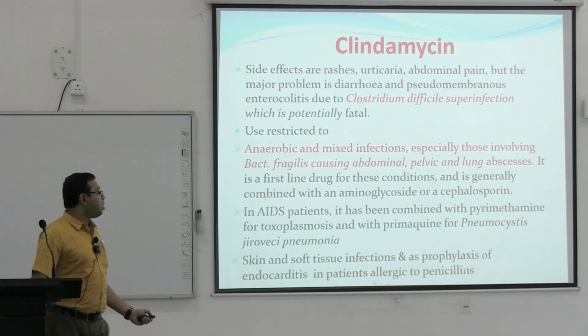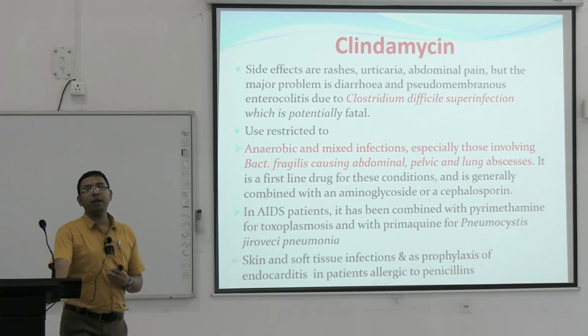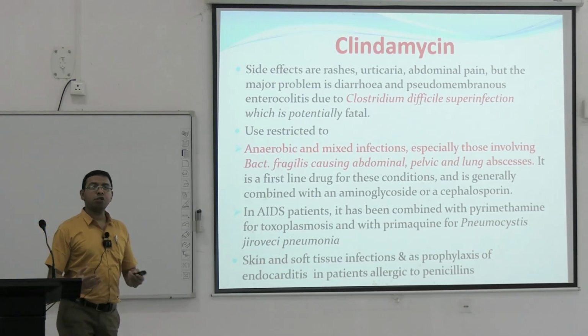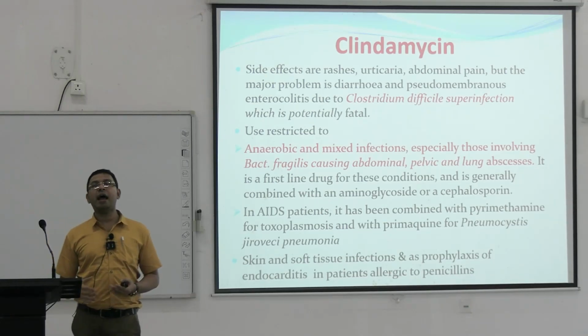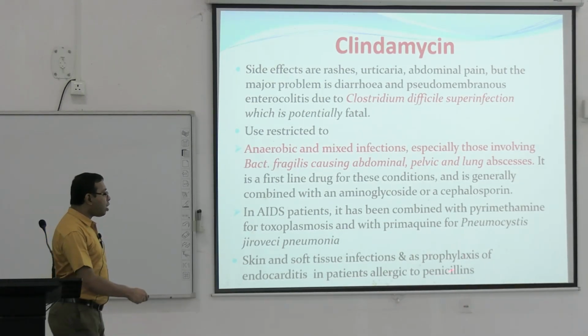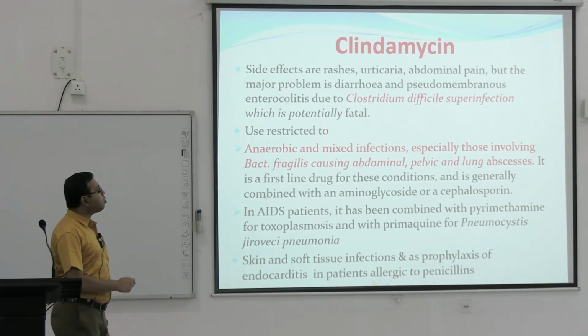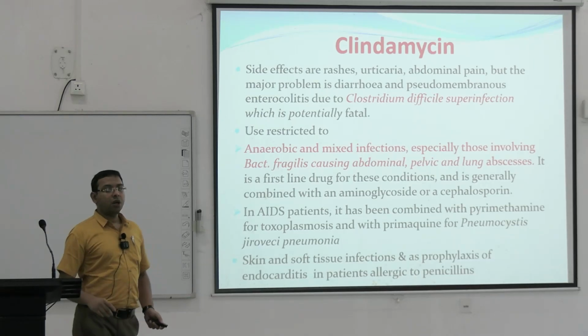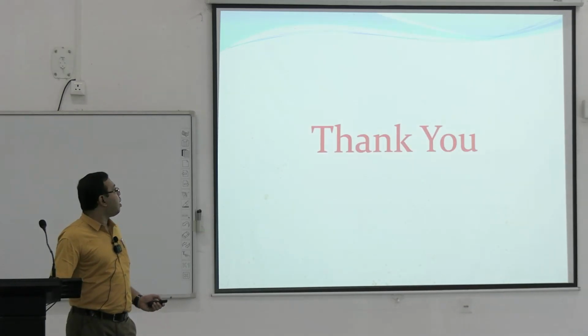So here the main treatment for endocarditis is penicillin, because the penicillin group of drugs are active against gram-positive organisms. But there are many patients who are hypersensitive to penicillin, they are allergic to penicillin. So we cannot use penicillin in those cases. So for prophylaxis of this we can use clindamycin, and also in case of skin and soft tissue infections. So this is all about the broad spectrum antibiotics.